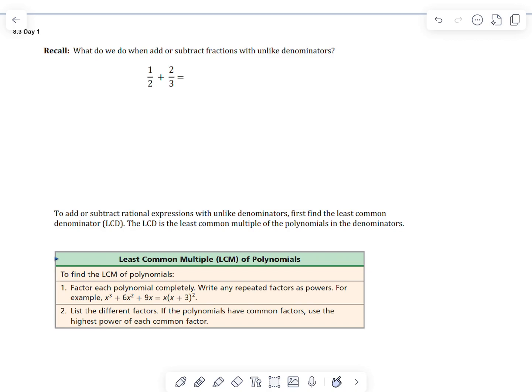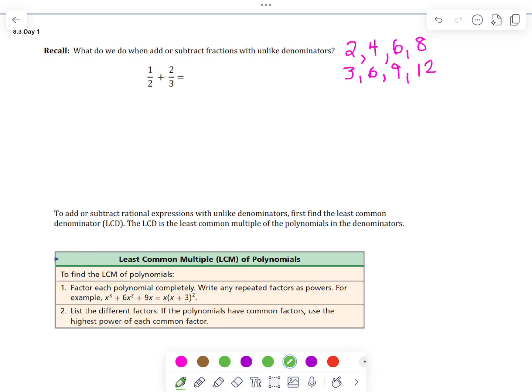All right, what do we do when we add or subtract fractions with unlike denominators? If we look at this set of fractions, the denominators are 2 and 3. So we have to find the least common multiple of 2 and 3. So 2, 4, 6, 8, and then 3 is 3, 6, 9, 12. The one that's in both is the 6. We want both of those denominators to be 6.